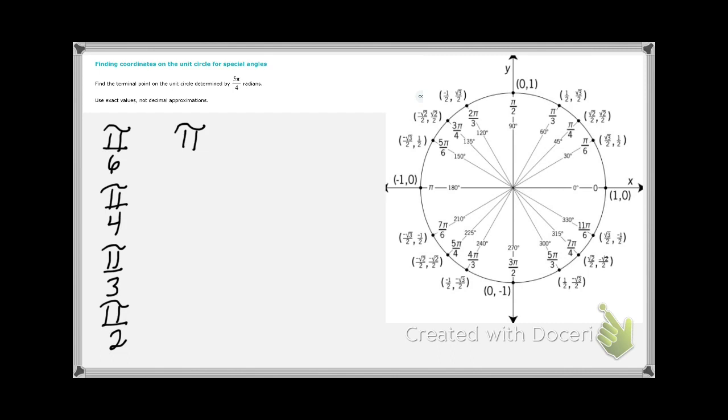Let's take a look at what's been given here. In this problem, we are given 5 pi over 4, and we're just asked to find the point on the unit circle. They're calling it the terminal point. It just means the point on the unit circle where the terminal side of the angle intersects the circle. So I can just look for 5 pi over 4, and I will find it here on the unit circle.